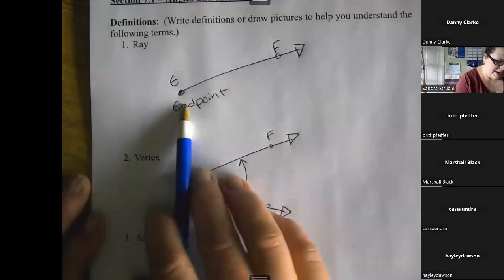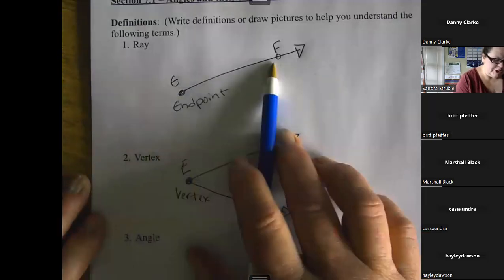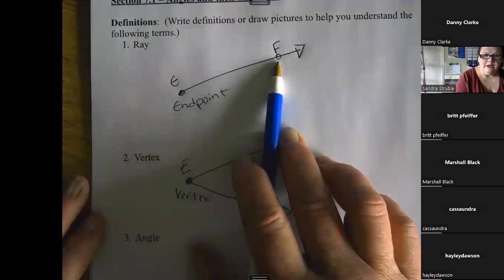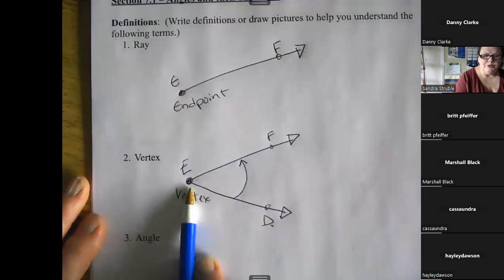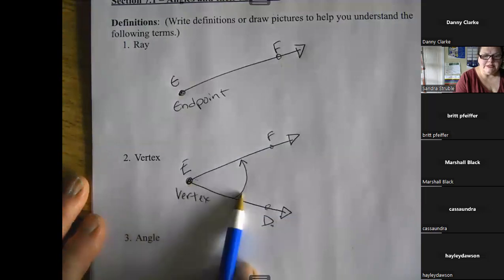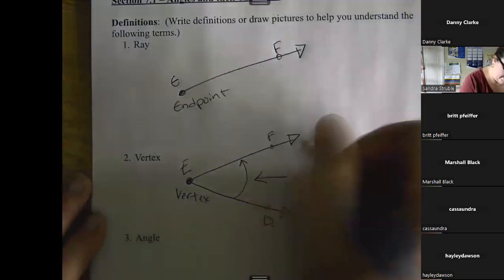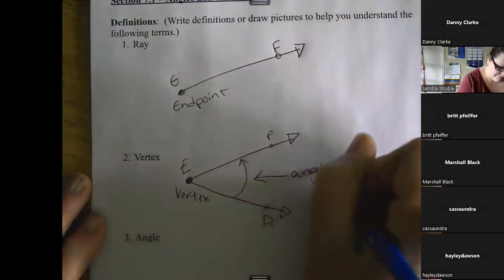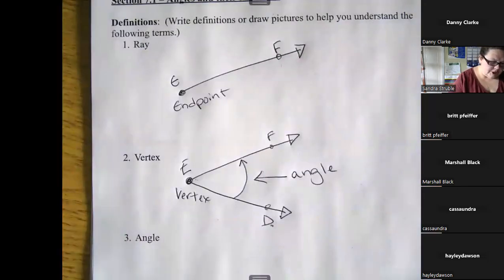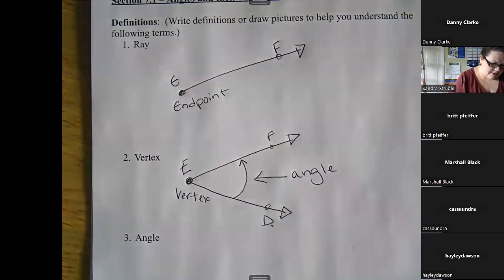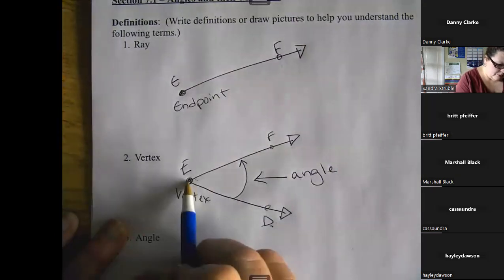So we've got the ray that has an endpoint and shoots off in a certain direction based on where the other point is lying. A vertex is when two rays come together. That point right there is called the vertex. This line that I created here is actually the angle that is created from those two rays. An angle is just the union of the two rays with the same common endpoint.